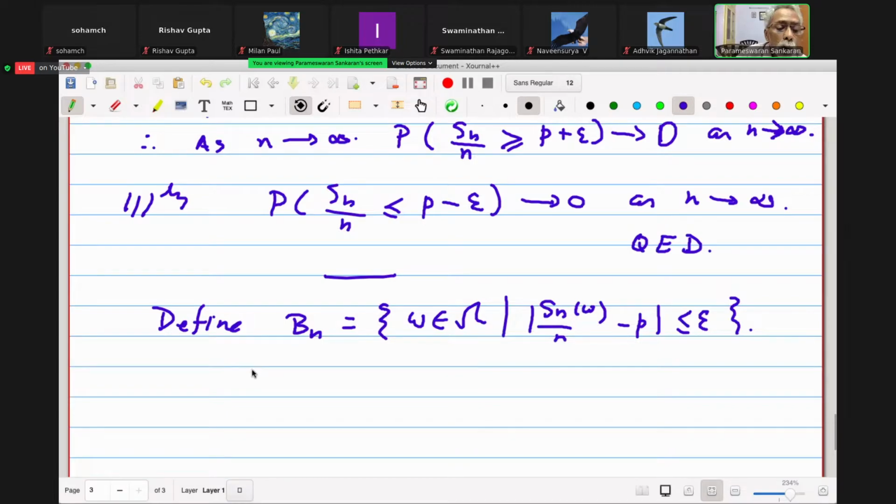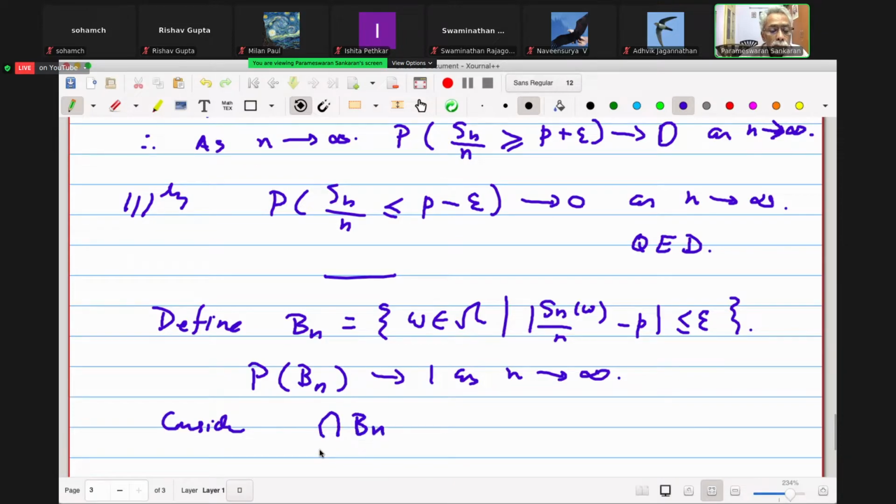So what we proved was that the probability of Bn goes to 1 as n goes to infinity. This is what we proved. You can prove more. So consider the intersection of Bn, n bigger than or equal to some m. So what does this mean?